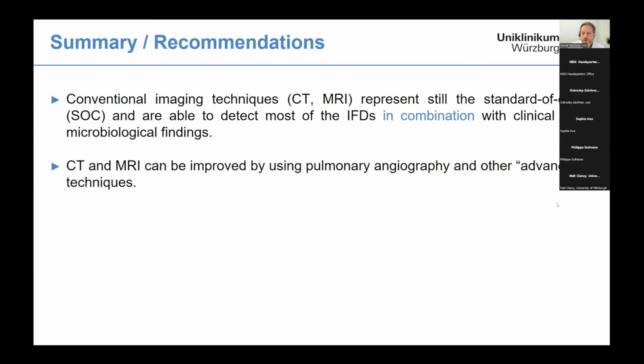However, there is room for improvement. There are techniques which are applied as standard of care in other indications, like pulmonary angiography or other advanced techniques, like enhancement techniques or weighting techniques in MRI, that can improve our standard of care. At least in Germany, it's not common to perform angiography in fungal diagnostics, so there is still room for improvement.